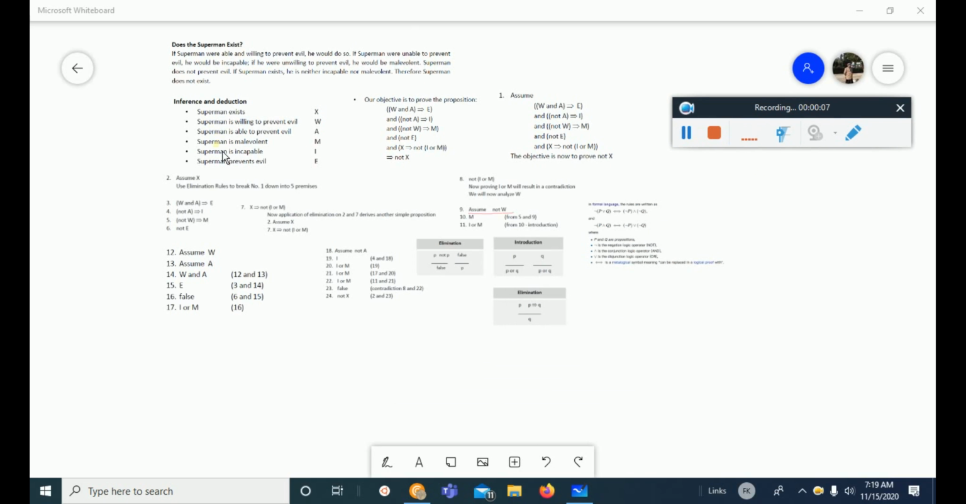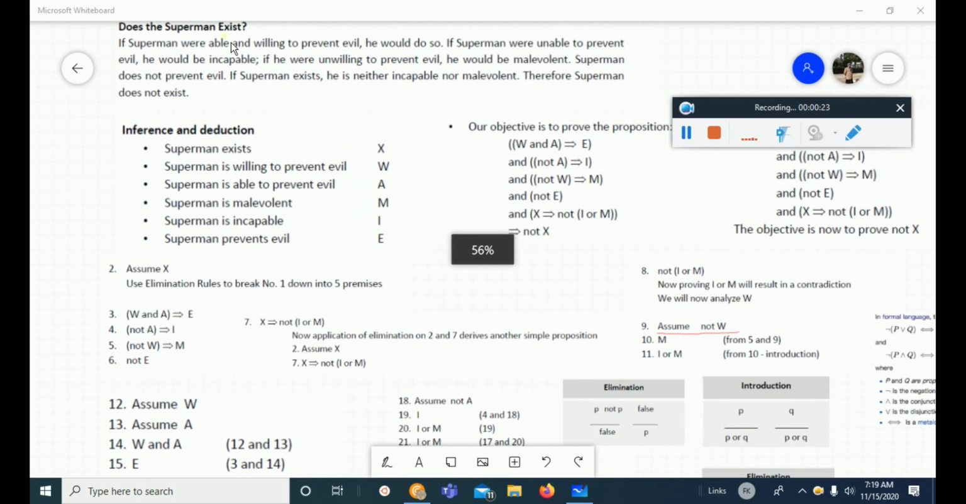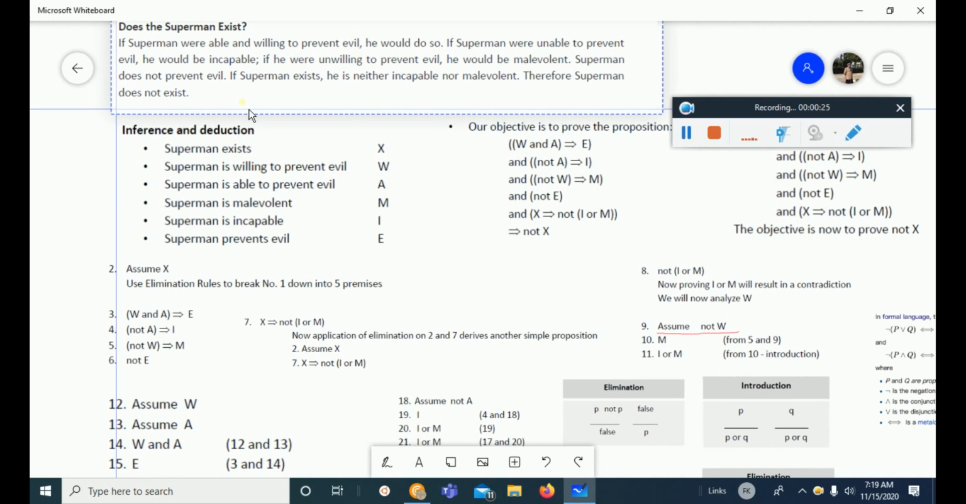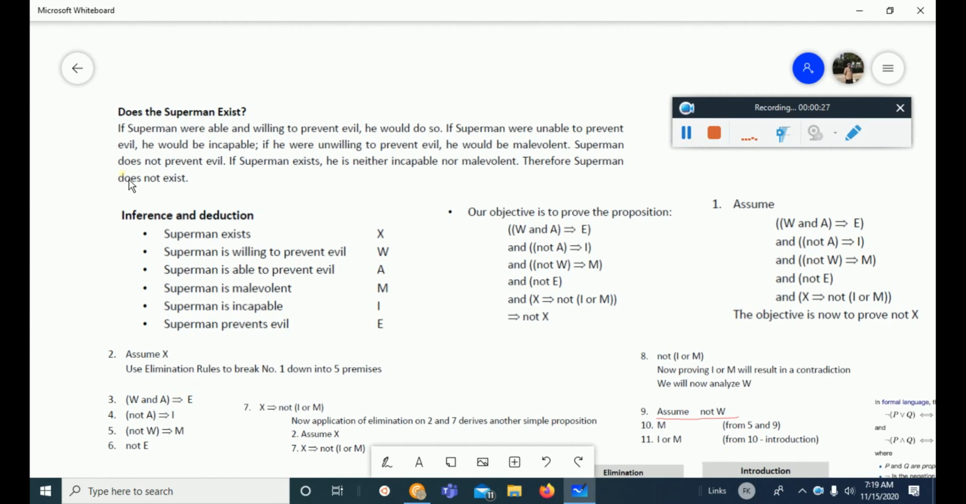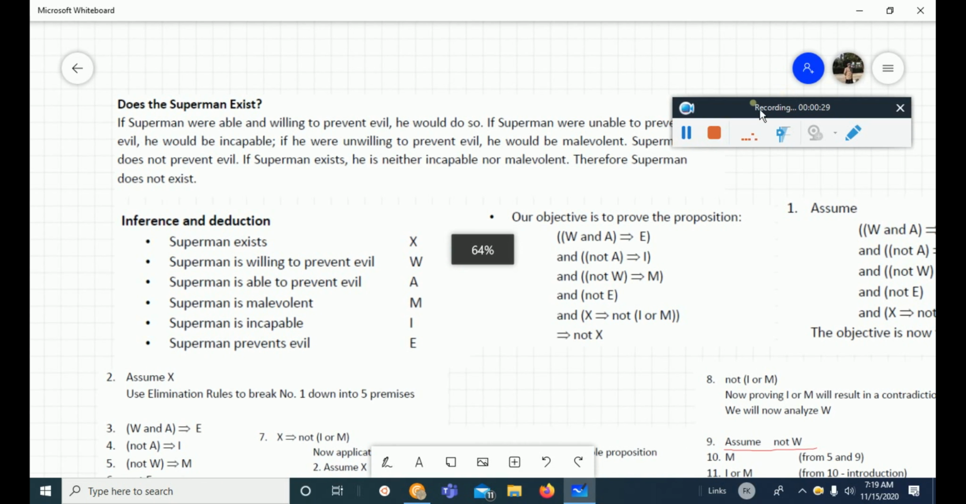We already have studied this logical example in a previous class, but here I will record this lecture and we will solve it step by step. So here is the logical problem.